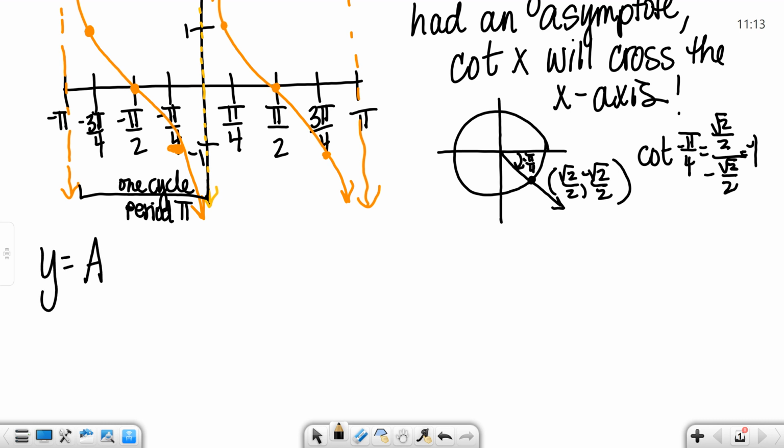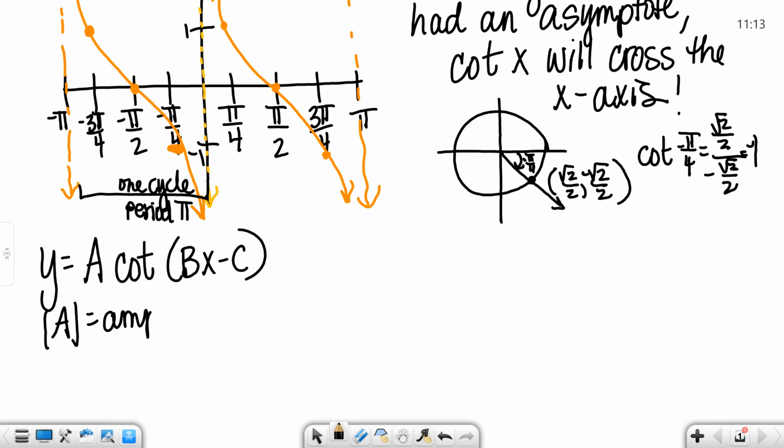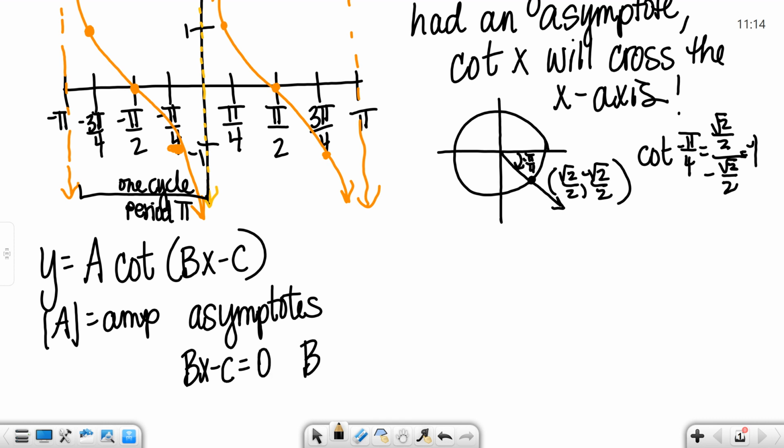So if you had multiple things, like A, B, and C values, the absolute value of A is still our amplitude. That has not changed. And cotangent also has asymptotes. We just saw that. The asymptotes for cotangent are still bx minus c, but this time it's going to be equal to 0 and equal to pi, because that's where the asymptotes are originally on the cotangent function. So, super important that you know how to find the asymptotes for cotangents. Let's graph a cotangent.